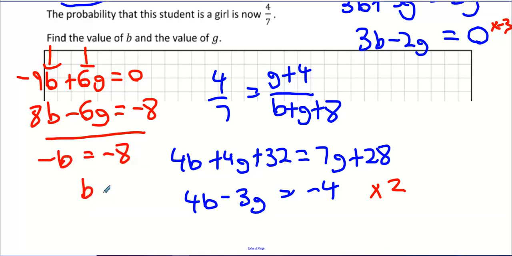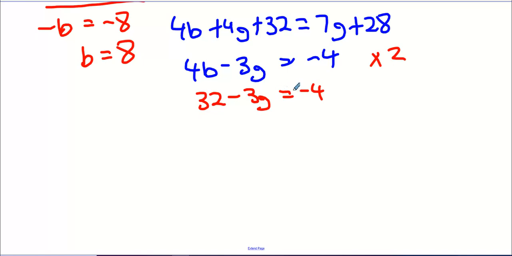This means my B value is 8. And if my B value is 8, that will make that 32 minus 3G is minus 4. This implies that 3G must be 36, because 32 take away 36 is minus 4. So minus 3G will equal minus 36. When I bring that across, G will equal 12.